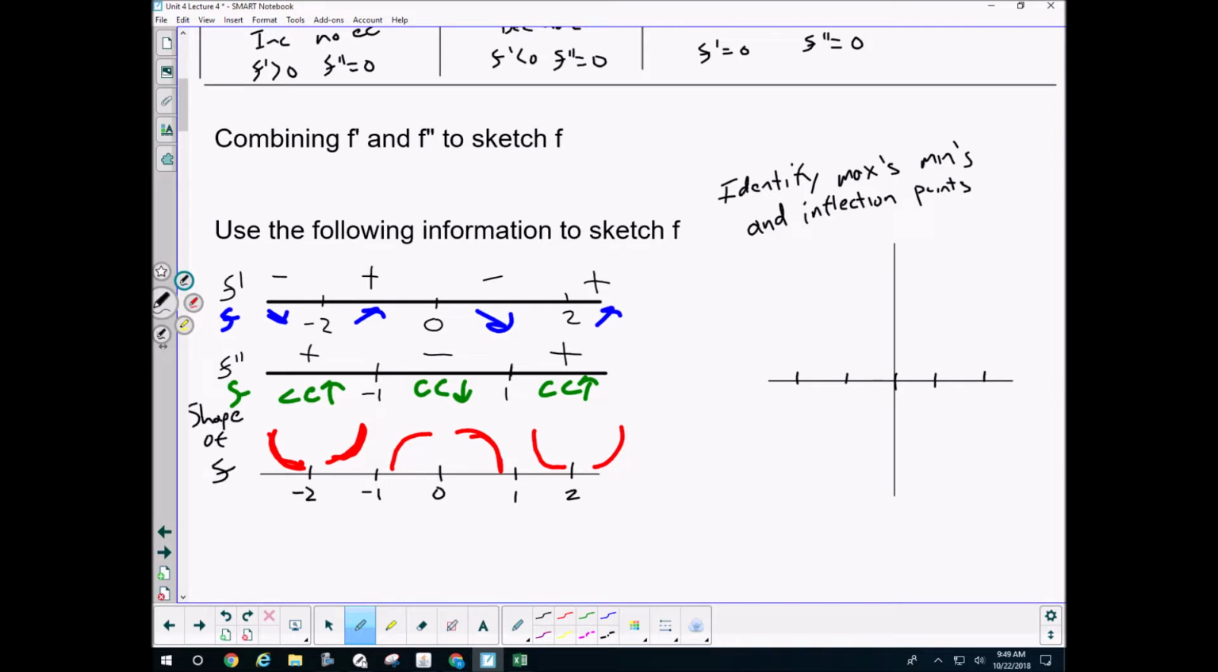Now, where are the y locations in this situation? I don't know. It doesn't really matter. I'm just understanding the shape of f, but we could do a better job if we were given a function, which we will in the future. Going down, concave up, going up, concave up, going up, concave down, going down, concave down, going down, concave up, going up, concave up. Min here, max here, min here, point of inflection here and here.